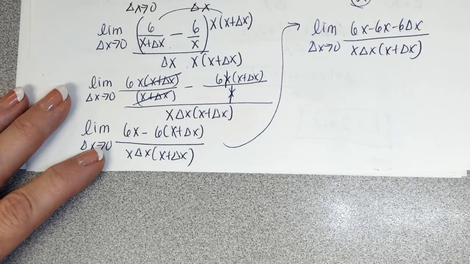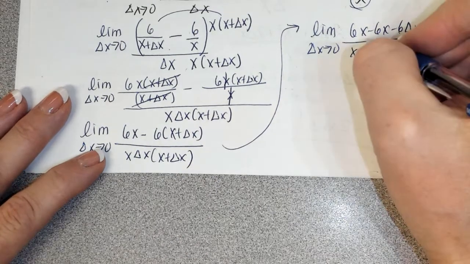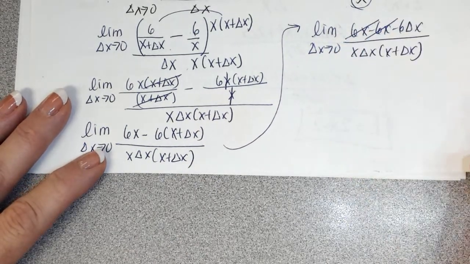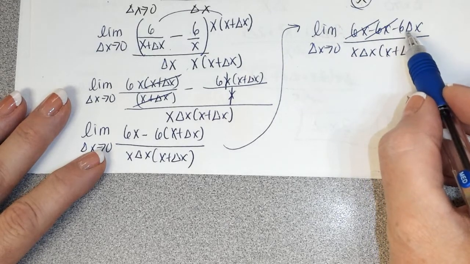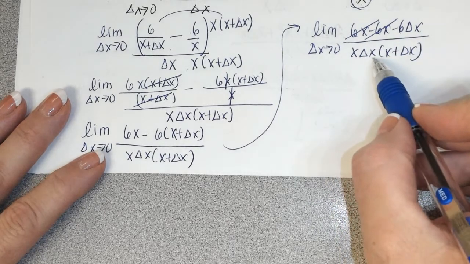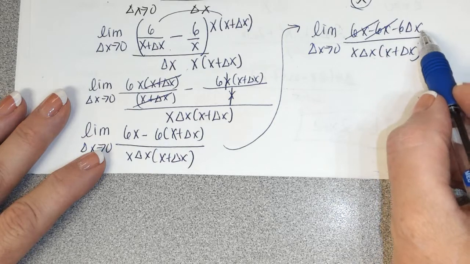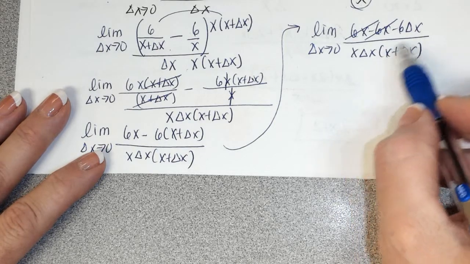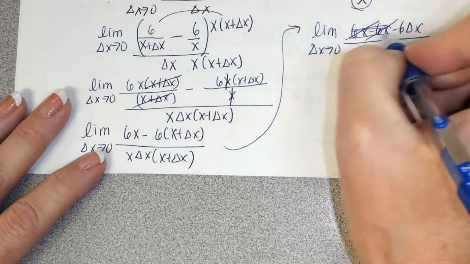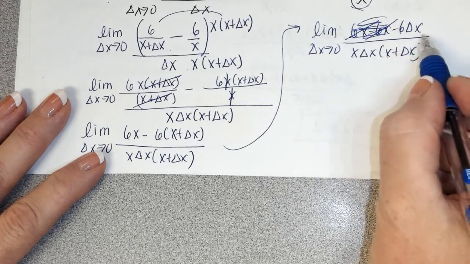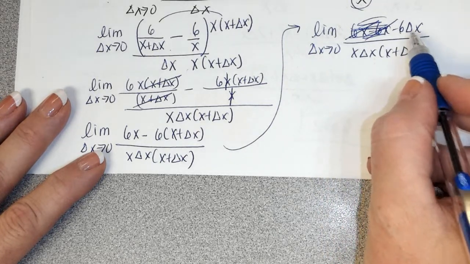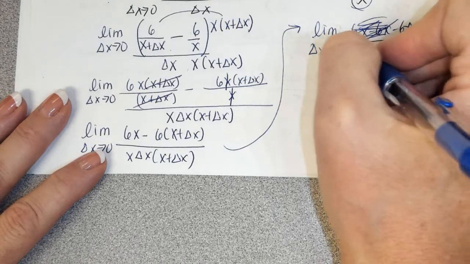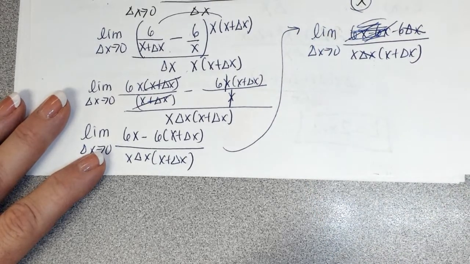Okay? So what's going to happen? Okay, 6x goes away because that's going to be 0. And so now we've got negative 6 delta x over x delta x. So now it's okay to cancel, isn't it, the delta x's? Because all we have, this is all gone now. So we've just got this over that. This is now multiplication, so I'm allowed to cancel the delta x's now because it's all multiplication.